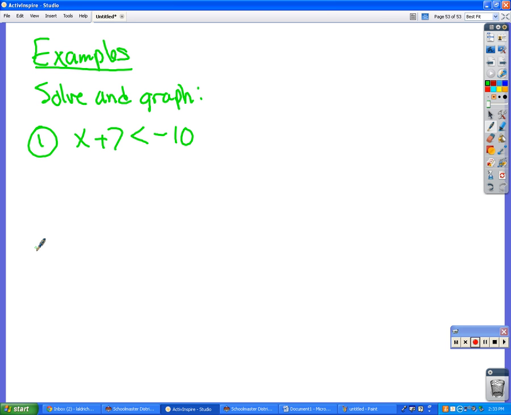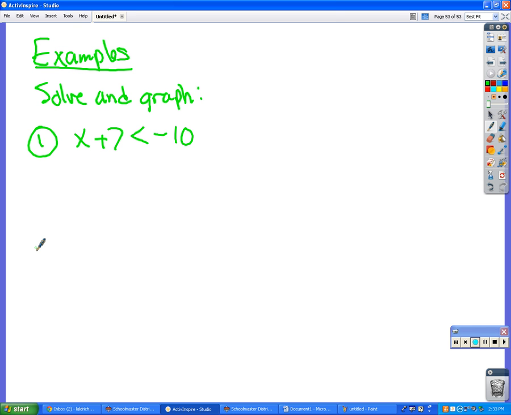Okay, so we're taking the exact same stuff that we learned over the last couple days, and the only thing that's different, all the steps are the same, the only thing that's different is there's an inequality instead of an equal sign, and so we get to make a little graph when we're done. But the process is exactly the same.